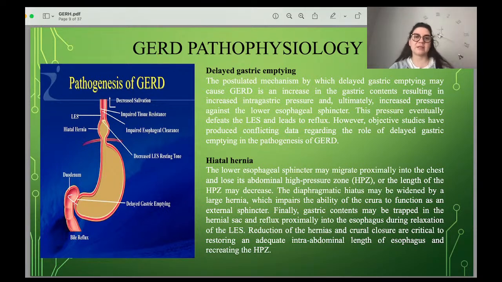Another important moment in pathophysiology of gastroesophageal reflux disease. Delayed gastric emptying. The postulated mechanism in which delayed gastric emptying may cause gastroesophageal reflux disease is an increase in the gastric contents resulting in increased intragastric pressure and ultimately increased pressure against the lower esophageal sphincter. This pressure eventually defeats the lower esophageal sphincter and leads to reflux. However, objective studies have produced conflicting data regarding the role of delayed gastric emptying in the pathogenesis of gastroesophageal reflux disease.